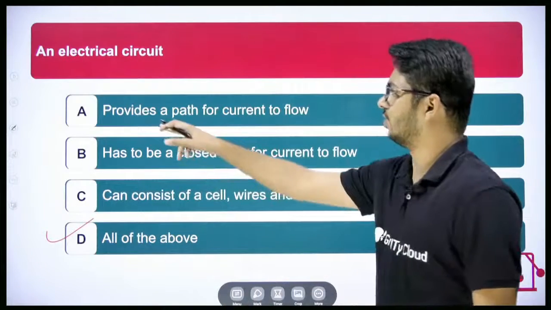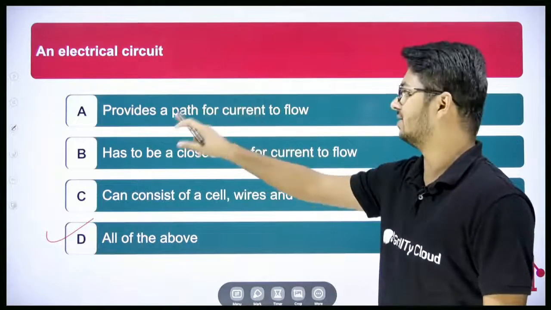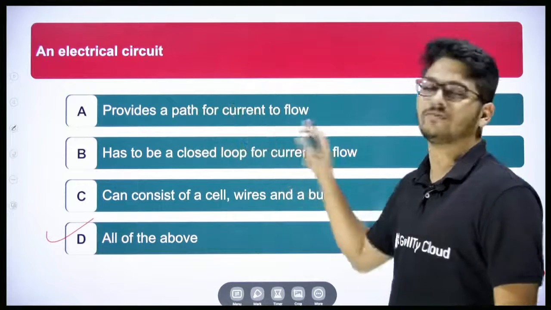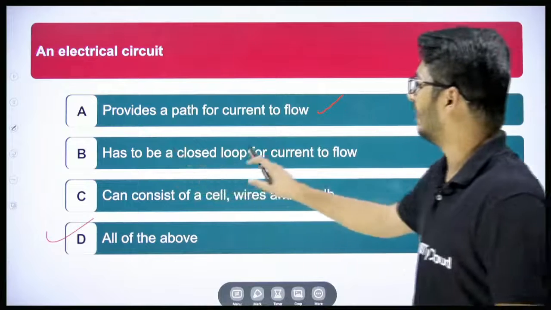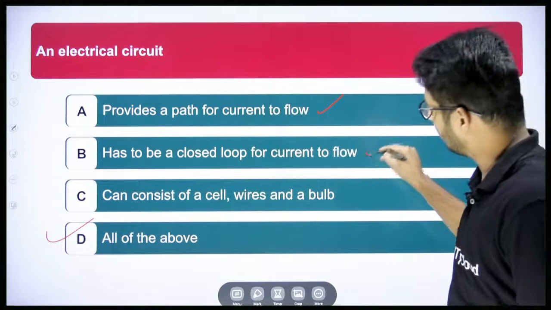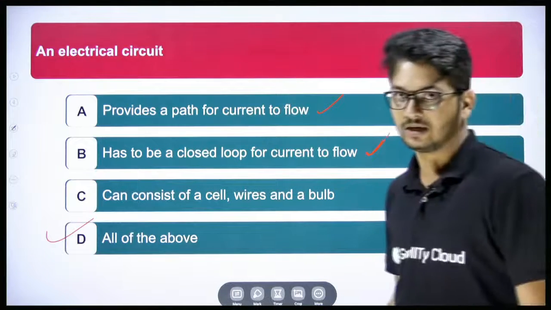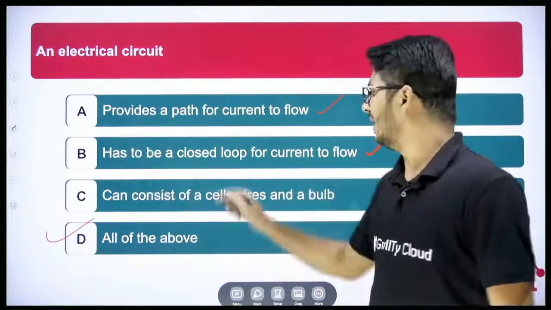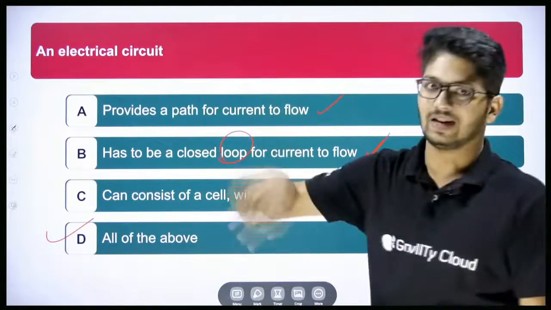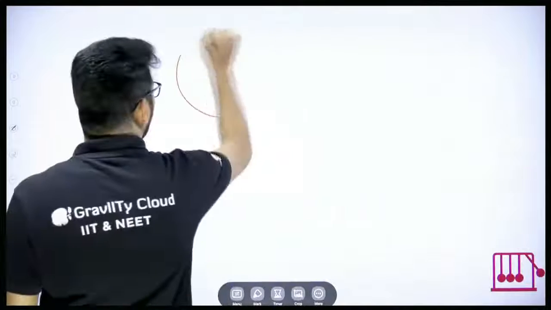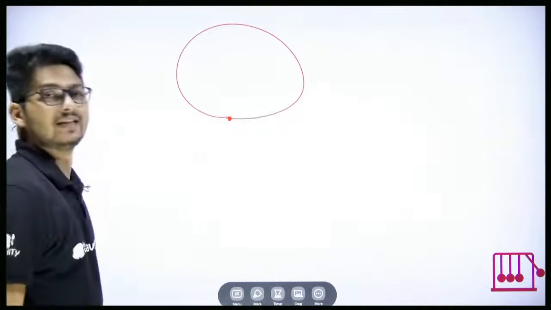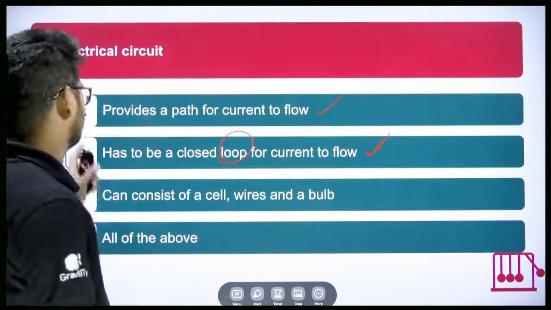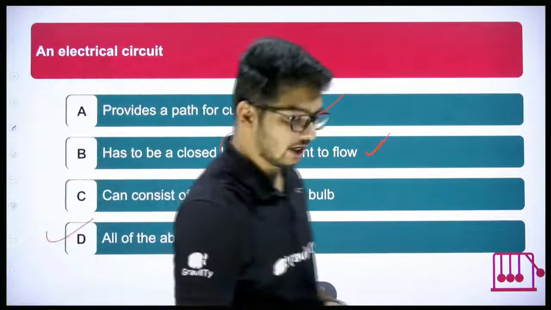Because see, first look at the first option, an electrical circuit. What does it do? It provides a path for current to flow. This is correct. Has to be a closed loop for current to flow. That is also correct. It should be completely closed. A loop will mean it starts and ends. Like this is a loop in simple case. It will start and it will also end at the same point. Yes, so it has to be a closed loop for current to flow.